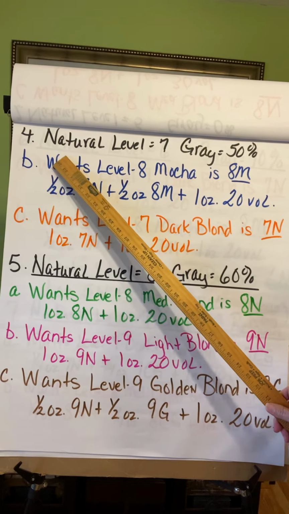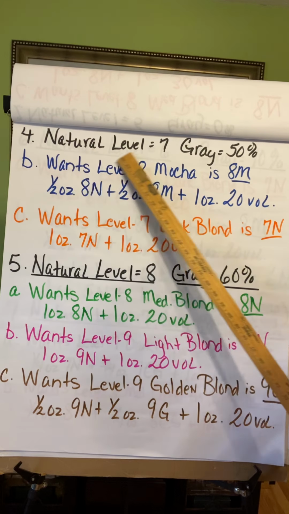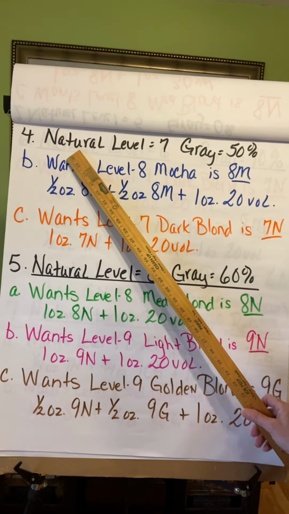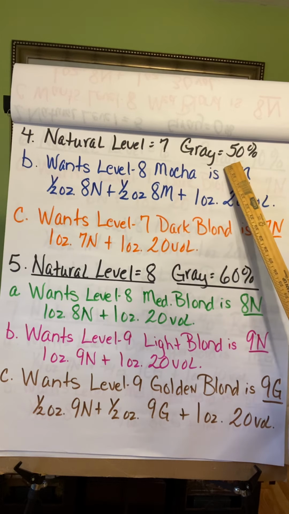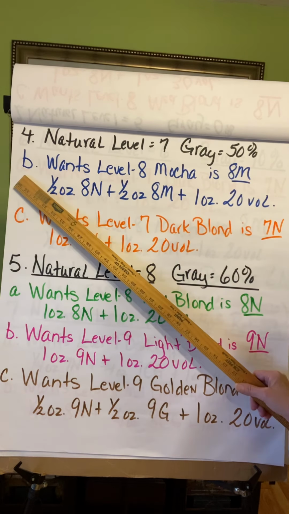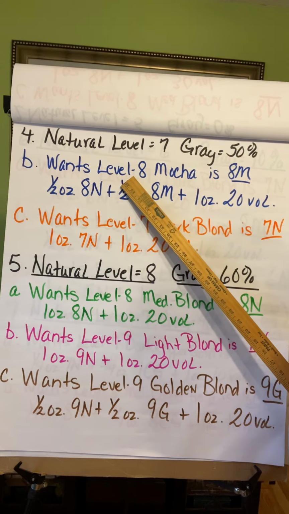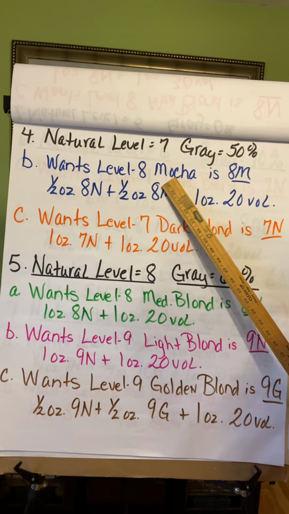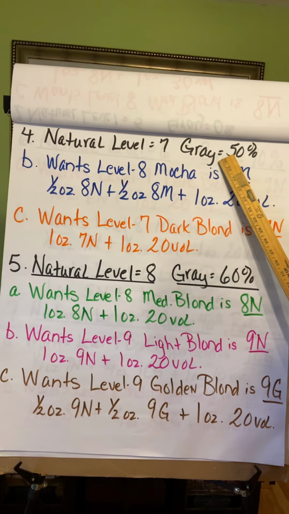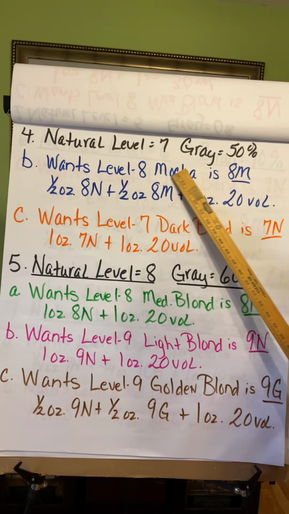Okay, number 4. It's still number 4. I just wrote it here at the top so we wouldn't be confused. Her natural level is a 7. She's got 50% gray. So this is 4B. She wants to be a level 8 mocha. Mocha has some red in it, so you have to add the natural in. Because number 1, it's got red in it, and number 2, she's 50% gray, so you have to add the natural.